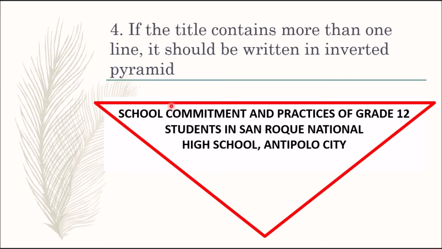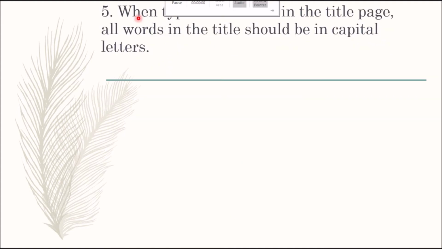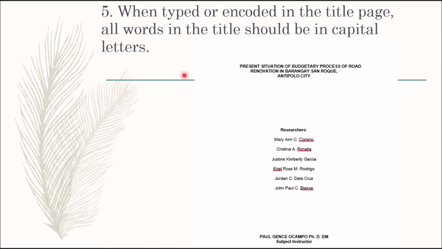Okay. So, if the title contains more than one line, it should be written in inverted pyramid. It is upside down, getting shorter from top to bottom. Okay, next, number 5. When typed or encoded in the title page, all words in the title should be in capital letters. So what is this title page? Let's have an example. So this is an example of a title page.